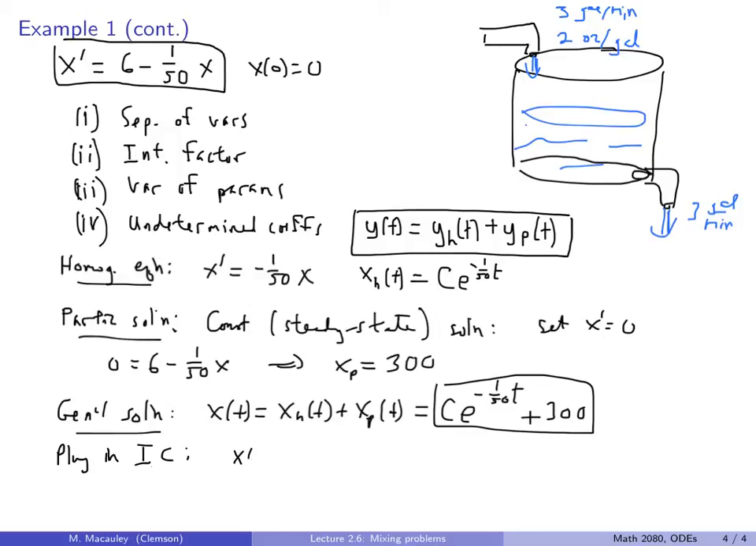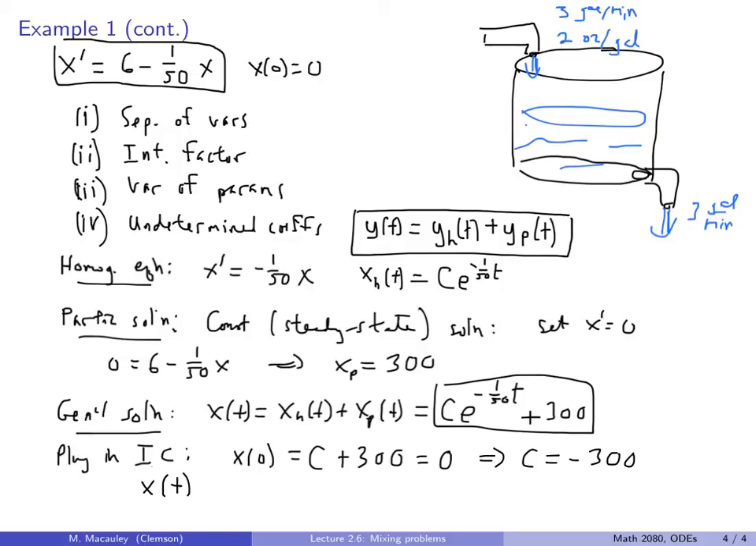So x of 0, so plugging in 0 for t, we get c plus 300, and that equals 0. Remember, we set it equal to 0. So we get that c equals negative 300.